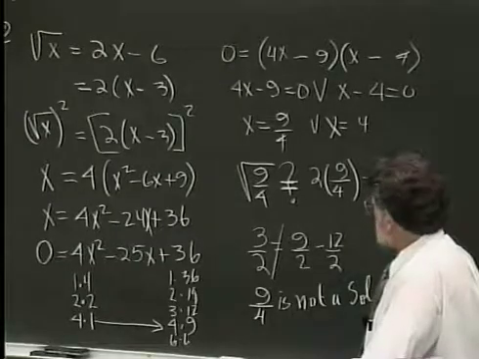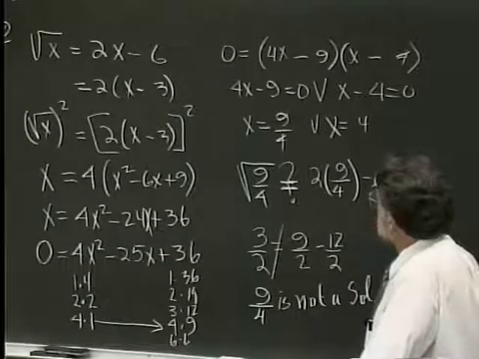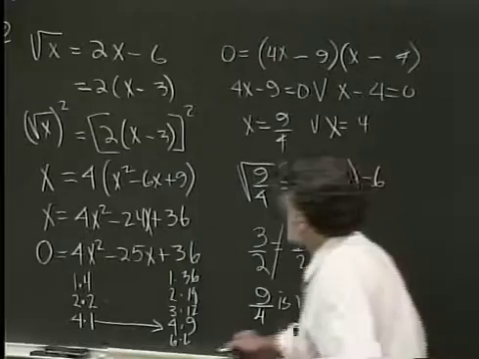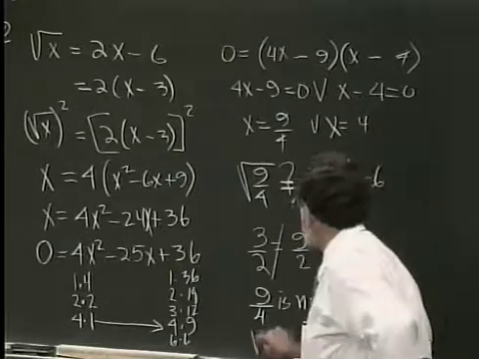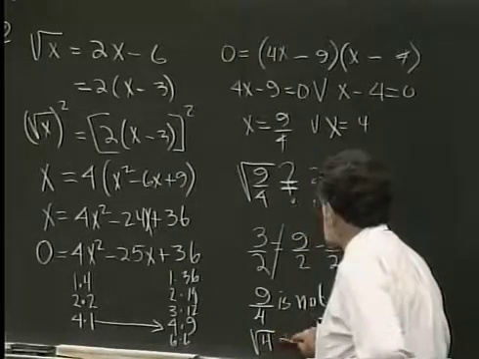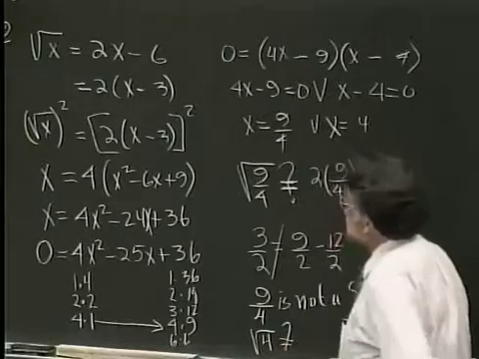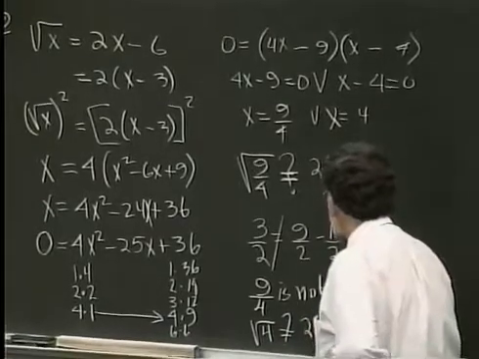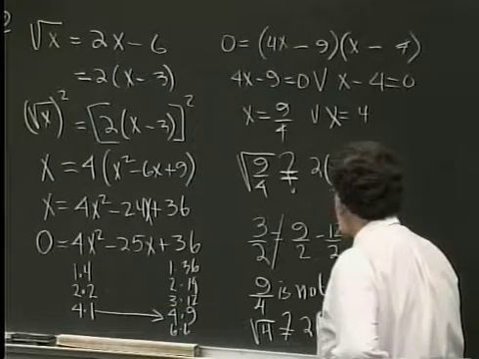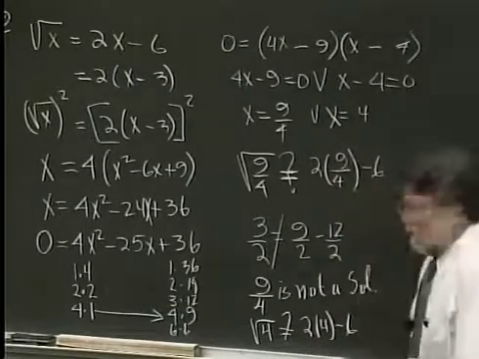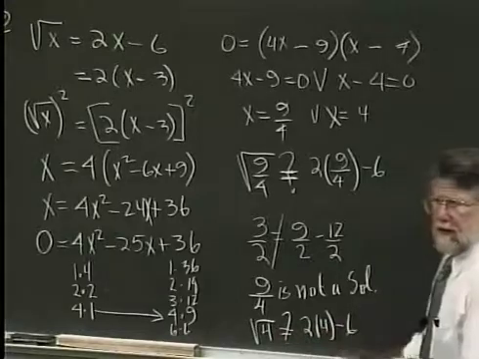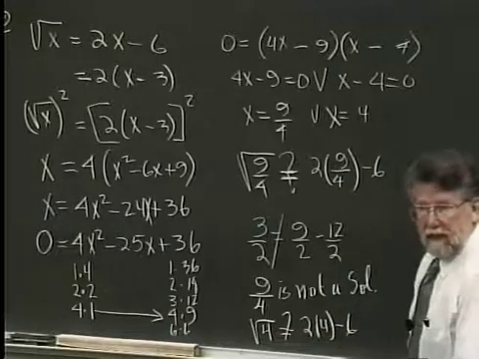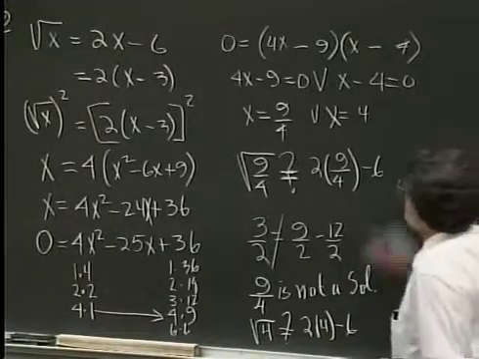What about the 4? Well, the square root now of 4, and I'm asking, is that equal to 2 times 4 minus 6? Well, I get a 2 here, and an 8 minus 6, and that's 2. That checks. So I have one solution.